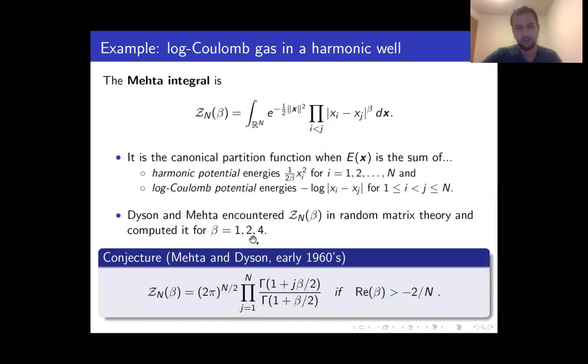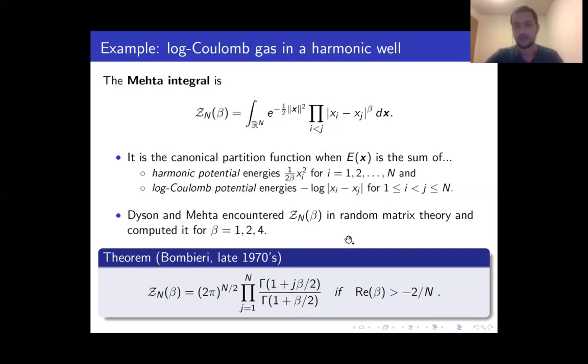After computing it for those values, they realized that this might be the explicit formula for this partition function. And they were able to determine just by looking at the integral that it would converge and be holomorphic for such beta. So that is beta with real part greater than -2/n. However, they only knew at the time that the integral equaled this quantity here for those particular beta.